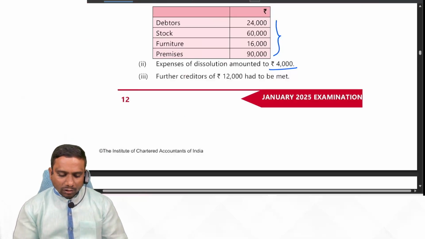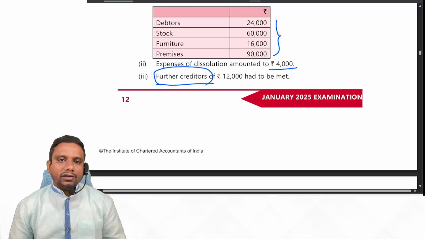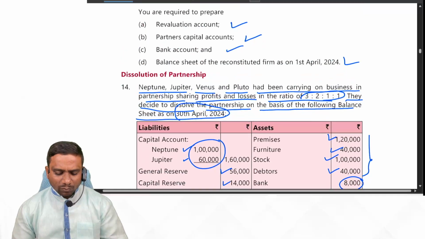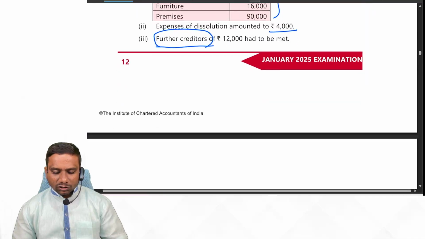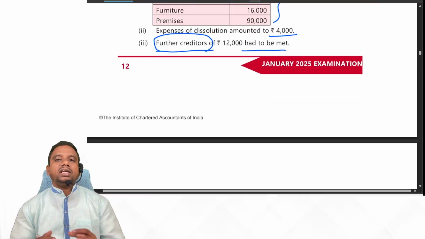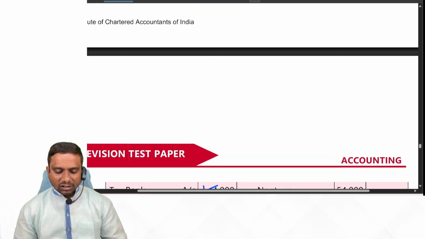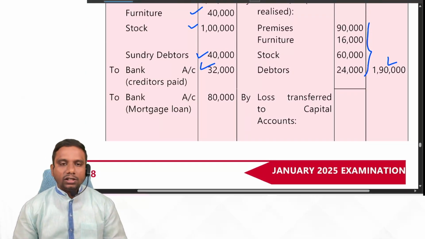Next one. Further creditors. Further creditors means unrecorded creditors. Already how much amount we have to pay to the creditors? 20,000. Further creditors, how much? 12,000 had to be met. Total creditors payable 32,000, students. So we are making payment to total creditors. What is the entry we record? Realization account debit to bank.